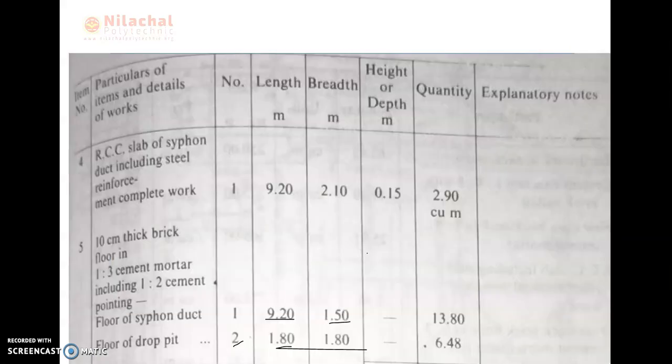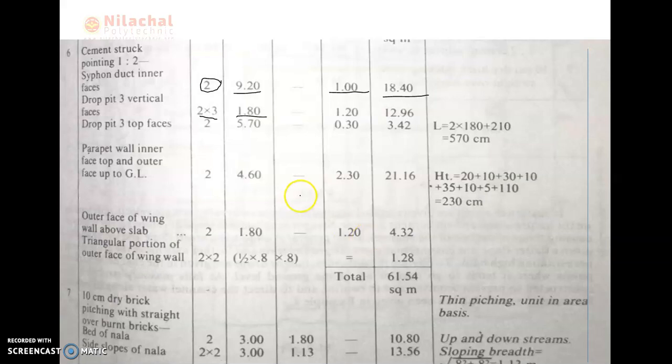So here we can write the drop it 3 vertical faces, 2 into 3 numbers, into length is 1.80, into height is 1.20. Okay, the total quantity is 12.96 meter cube. Then after that we go through the drop it 3 top faces. So here the drop it consists of 3 top faces, right?